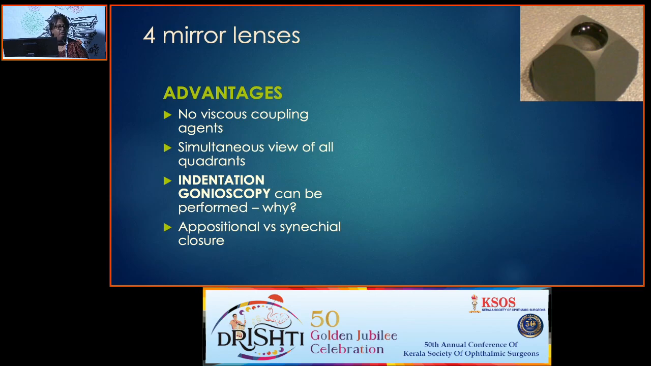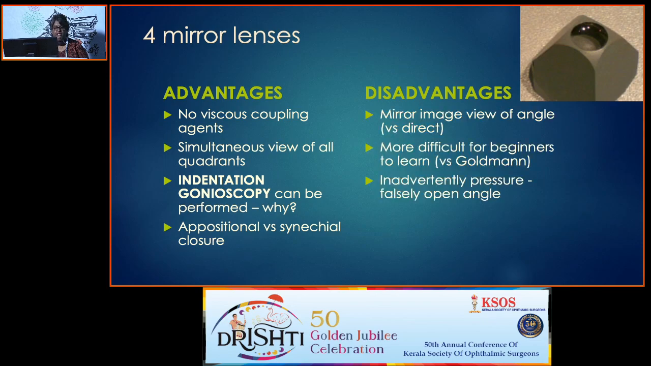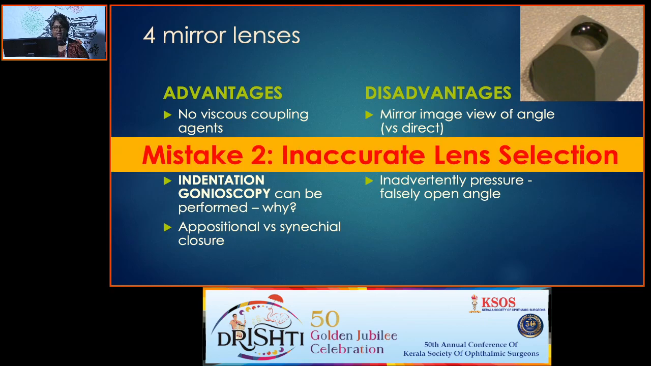Why are we able to do this indentation gonioscopy? The inner diameter of the gonioscope is smaller than the corneal diameter. So it presses the aqueous onto the angle and the angle opens up. That is not possible with the other type of contact gonioscope. The disadvantage is it is a little difficult initially, and inadvertently you might apply pressure. So inaccurate selection of gonio lens is the second mistake.